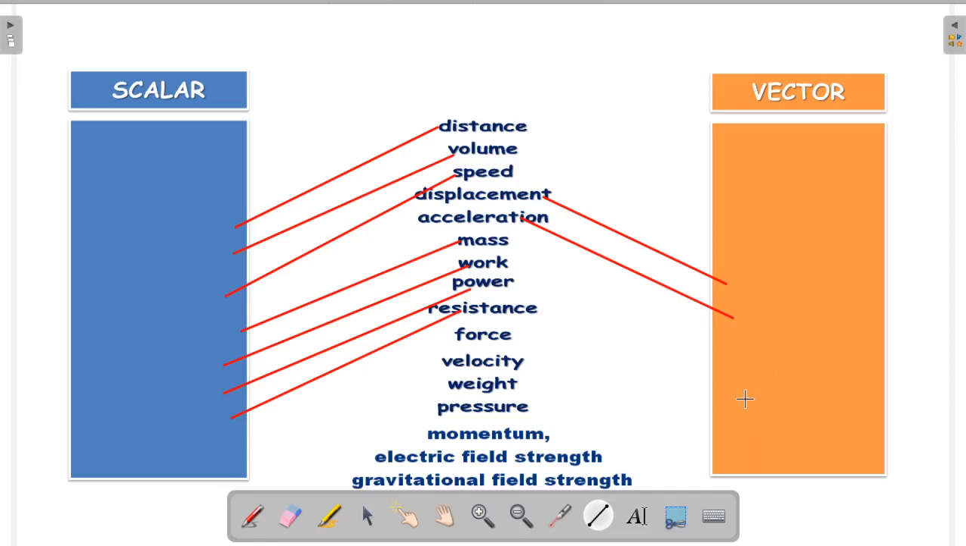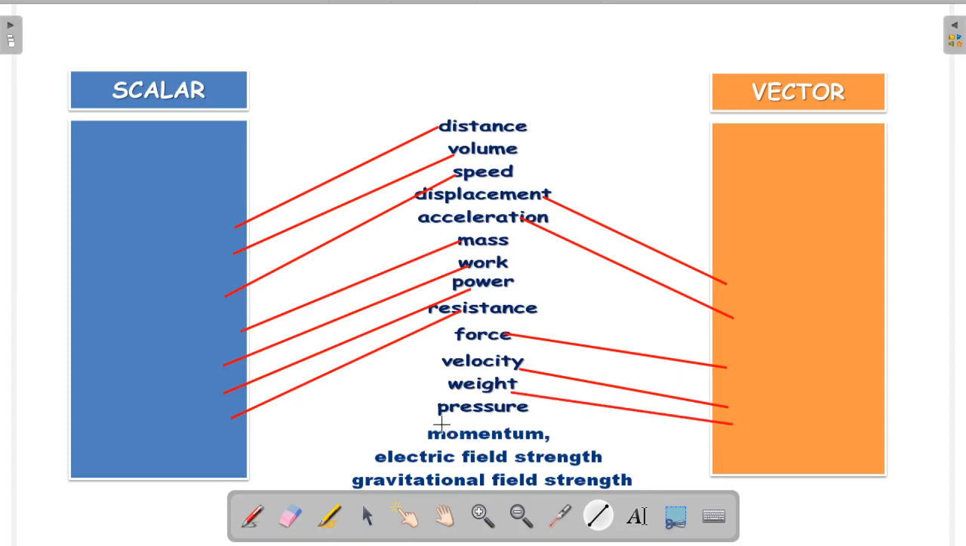There is another example, force. Force is a vector quantity because when we apply a force, it has a particular direction. For this reason, force is a vector quantity. Velocity. The rate of change of displacement is called velocity. Displacement is a vector, so velocity is a vector quantity.